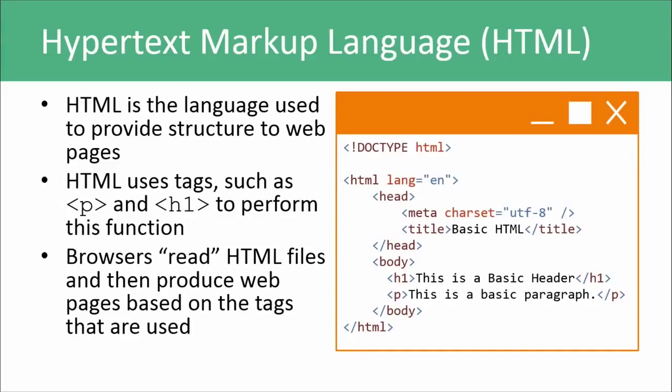HTML, Hypertext Markup Language, is the language used to provide structure to web pages. HTML uses tags such as P and H1 to perform this function. If you take a look over here in the graphic, H1 is a basic header, whereas P allows us to write paragraphs, right? Browsers read this markup language and then render the web pages that we see on screen.